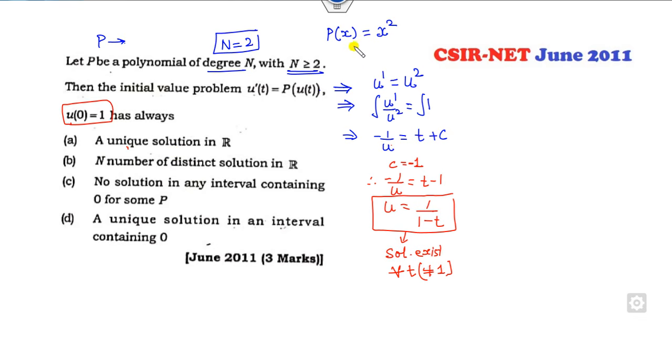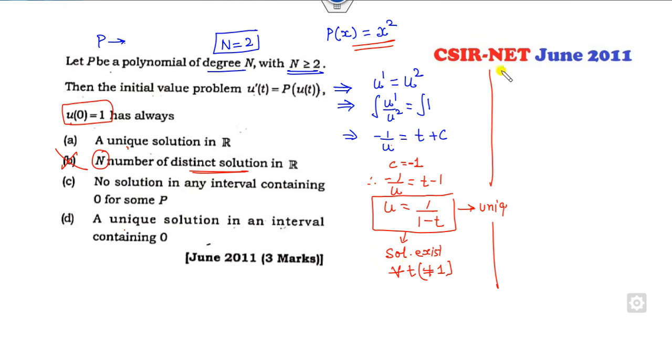But this is the one counterexample I have taken. We can't take the option; we always discard the option. N is 2, the number of distinct solutions, but we get a unique solution. Fine, so this option is cancelled out. No solution in the interval containing t equal to 0, but we can't discard them. A unique solution, we can't discard them.